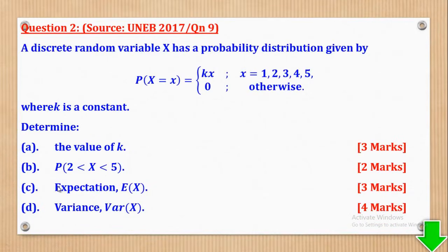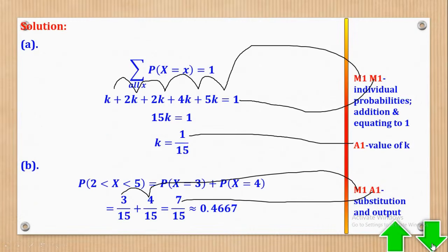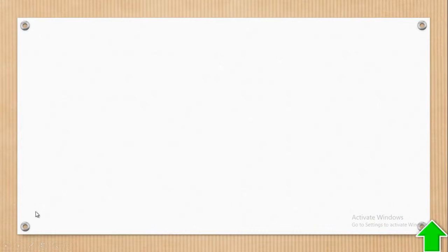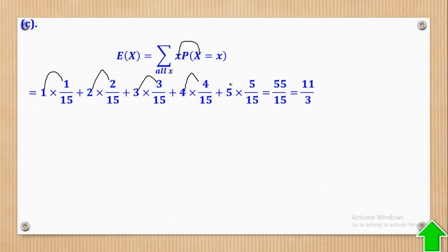So now we shall go to part C, where they want the expectation of x, and part D, where they want the variance of x. So you have to be remembering the formula for expectation of x and variance of x. So E(x) is given by x multiplied by probability of x. So all the values will be multiplied: 1 with its corresponding probability, 2 with its corresponding probability, 3, 4 and 5 with their corresponding probabilities. So when I add all these ones, I'll come up with 11 over 3. And that will be the expected value of x.